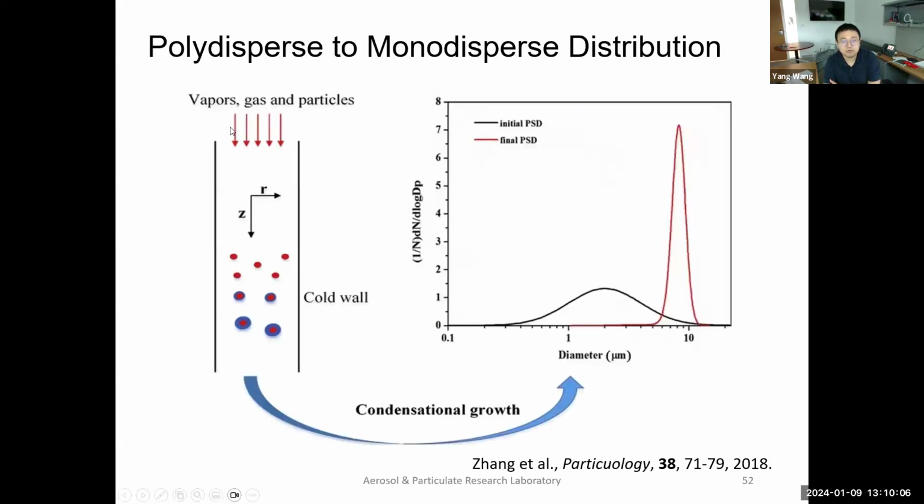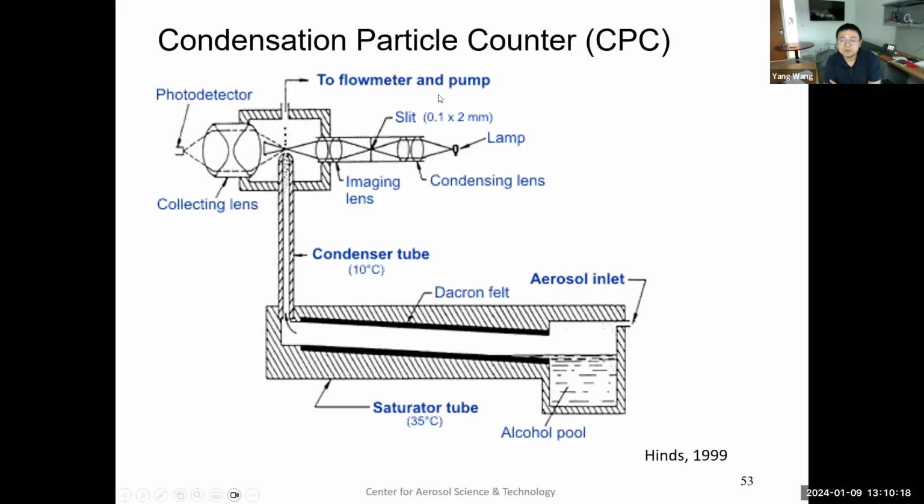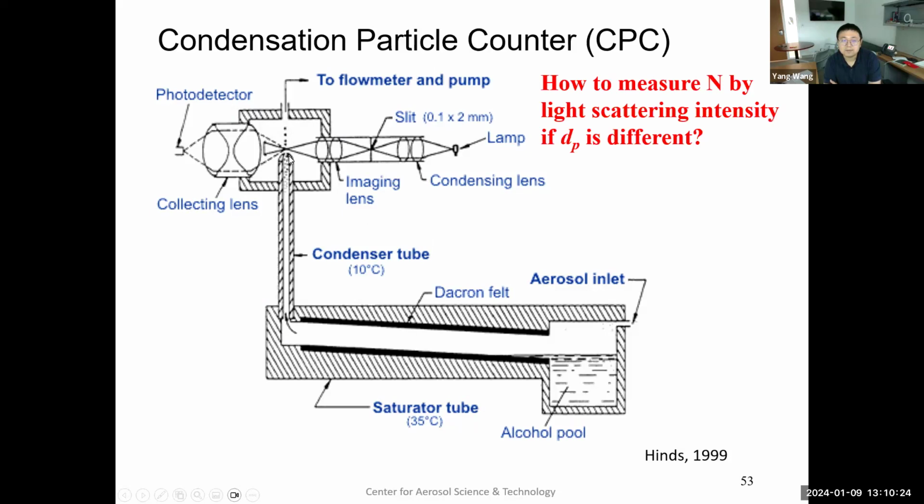So basically, if you grow these particles in a device, no matter what initial size distribution they have, they're going to have a similar final droplet size distribution. Using this mechanism, we can grow the particles in the condensation particle counter. After they grow to similar sizes, you can just use a laser to count the particles, right? When they pass by the laser, they scatter light, and the photodetector is going to get the signal.